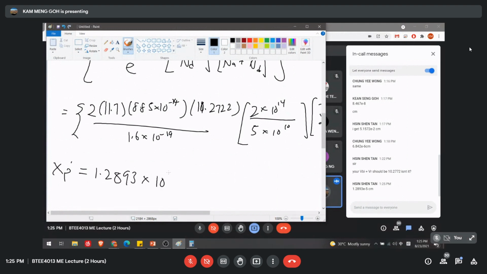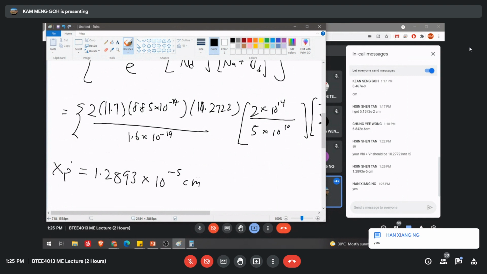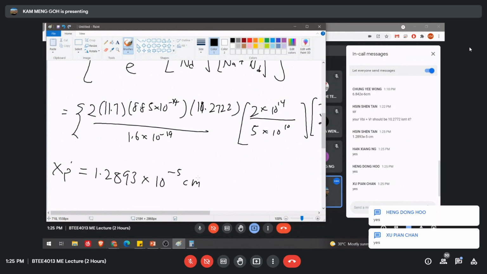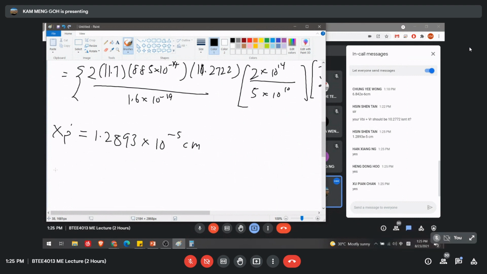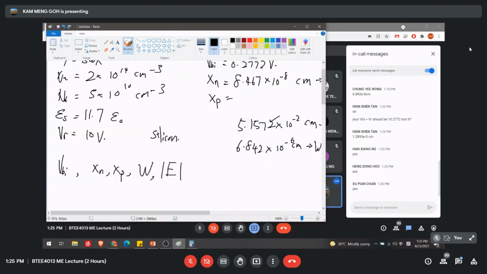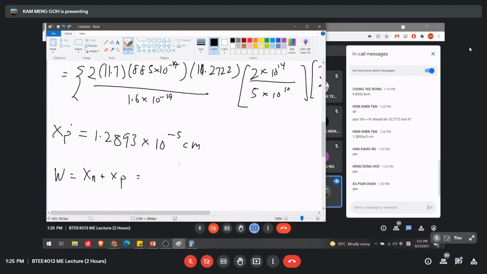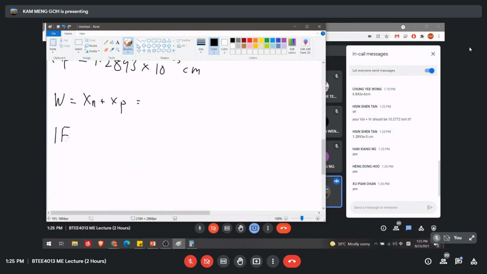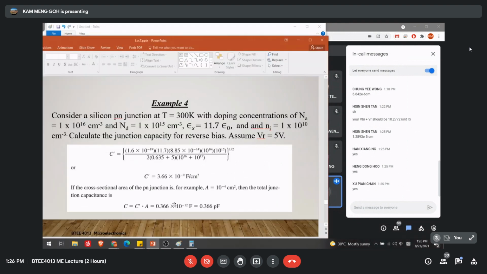1.2893 times 10 to the power of negative 5 cm. For the rest of you, do you get the same answer as Tan Xinsheng? Okay, and then W will be equal to Sn plus Sp. You can use this formula, adding up these two values to get the final answer. And then eventually you calculate your E. What is the formula that you are going to use for E?